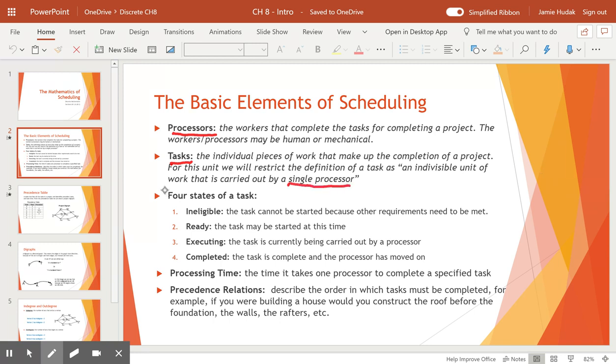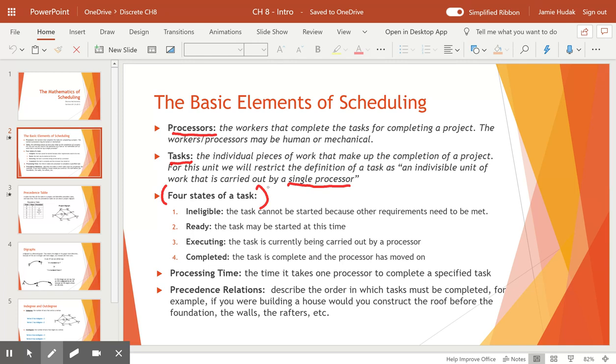Tasks have 4 states that they can be in. If a task is ineligible, that means the task cannot be started right now because there are other requirements that must be met before starting the task. These are usually other tasks. For example, you can't start to construct a roof if the foundation isn't even done. You need the foundation and the walls of a house before you can construct the roof. So that's what we mean by ineligible.